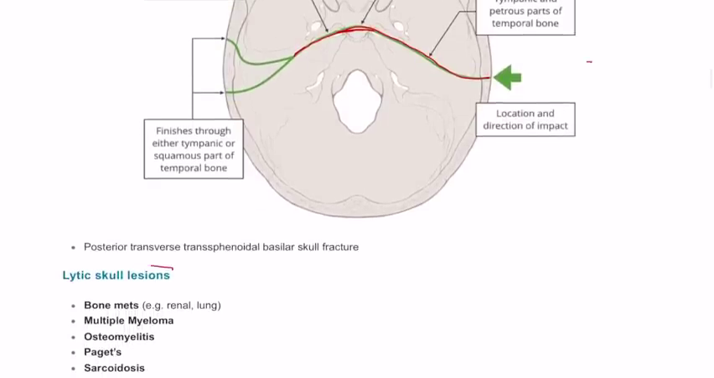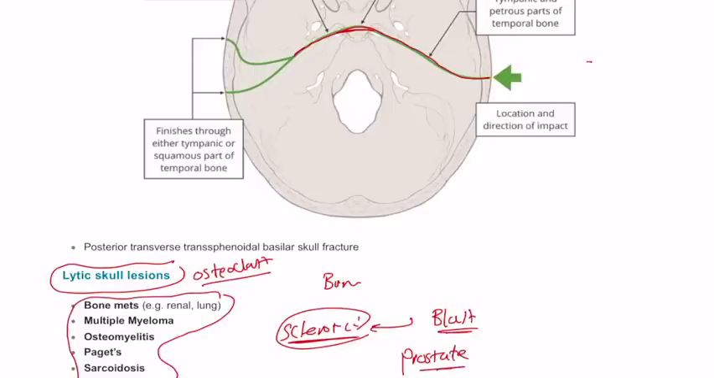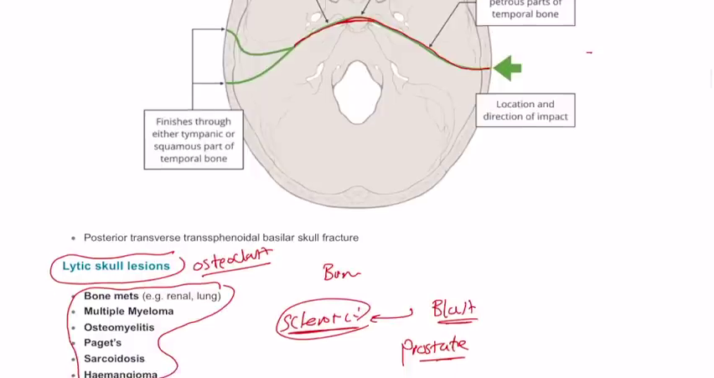Okay, what are the causes of lytic skull lesions? Lytic skull lesion causes can be bone metastasis, Paget's disease, osteomyelitis, multiple myeloma, sarcoidosis and hemangioma. There is also something called the sclerotic lesion. Lytic is basically activity of the osteoclasts, and sclerotic is activity of the osteoblasts, which is related to prostate cancer. Most of the other cancers, whether bone metastasis from renal, lung, thyroid, breast, and also multiple myeloma, osteomyelitis, Paget's disease, sarcoidosis, and so on, are lytic.